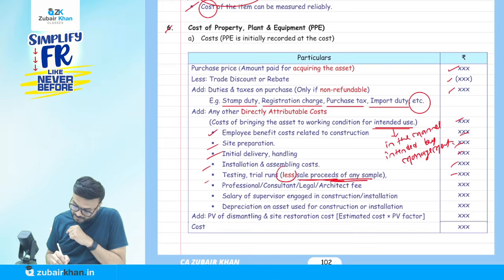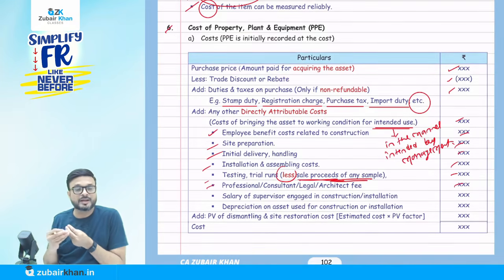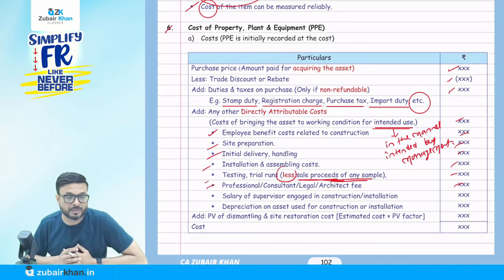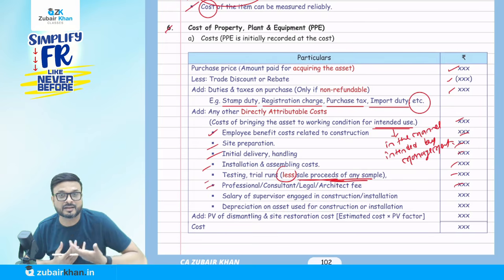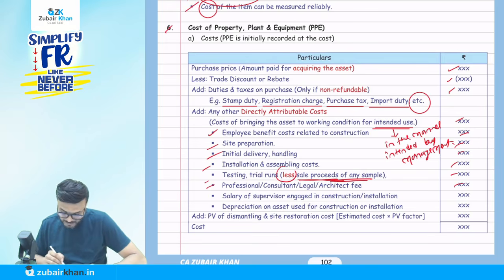Professional fees: consultant, legal, and architect fees are all related to that particular PPE. For example, we are doing the construction of a building, so we pay the professionals: the consultant, the civil engineer, the architect, the legal advisor. And now the salary of supervisors engaged in the construction or installation.